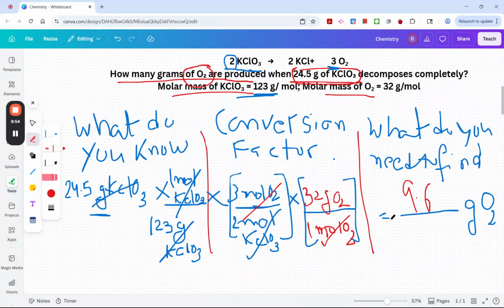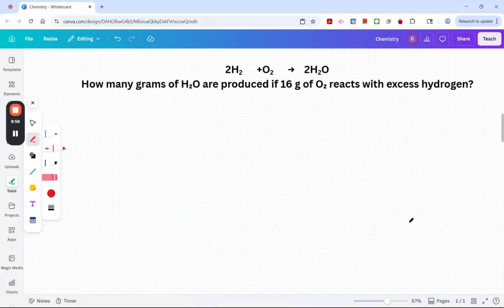So this was our second example. Let's jump to our last example for this third part of your stoichiometry calculations. Here we are combining hydrogen with oxygen and synthesizing water. So this is a synthesis reaction. We have used 2 moles of hydrogen and 1 mole of oxygen, and 2 moles of water are produced.